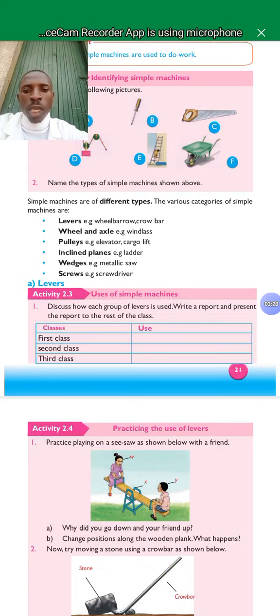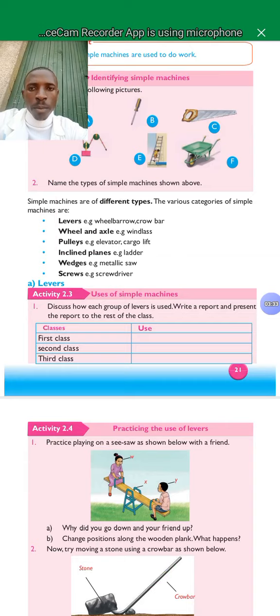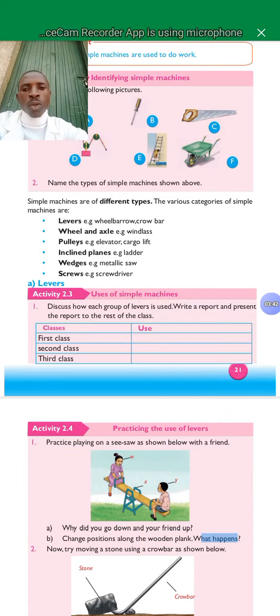Let me give you a task. On levers, we have to discuss the classes of levers. Below there are some examples and an image that explain what we call levers. Each class of lever has its uses according to what you have.